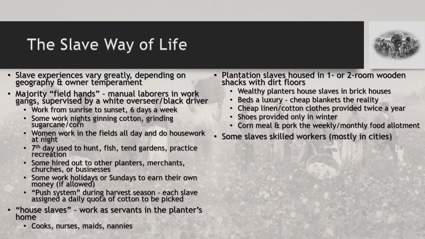And some slaves were skilled workers, as I've said before, and this primarily occurred in cities. Okay? So again, individuals who worked at a specific discipline, as a carpenter, blacksmith, cooper, barrel maker, something along those lines.